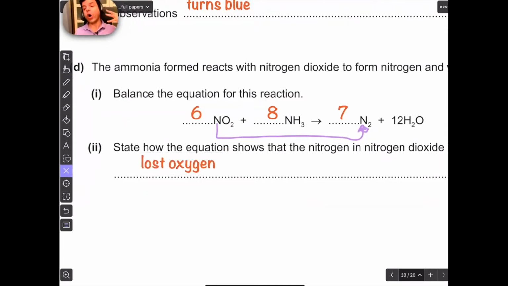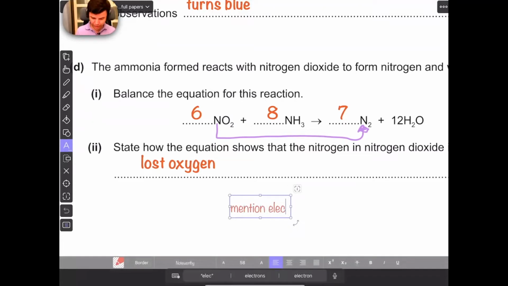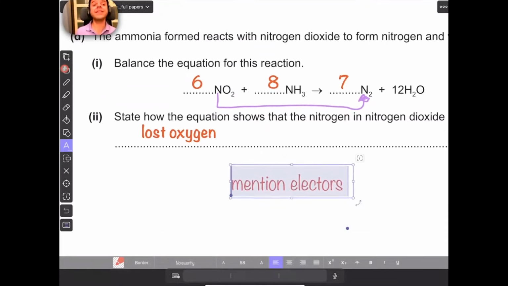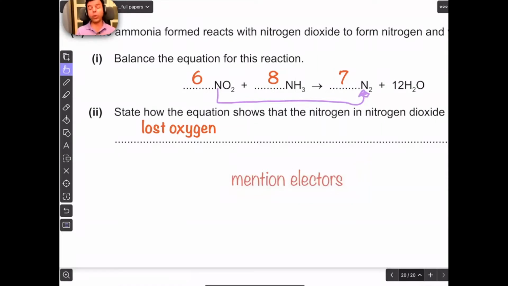But again, always, always, always mention electrons. When it comes to oxidation reduction, mention electrons, unless it's obvious, unless you've got oxygen attached to the atom and it's so obvious that it has lost the oxygen, then oxygen would be given the priority here. But nonetheless, it's always related to electrons. Redox is related to electrons.